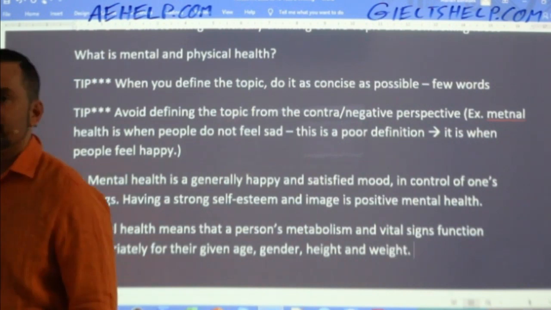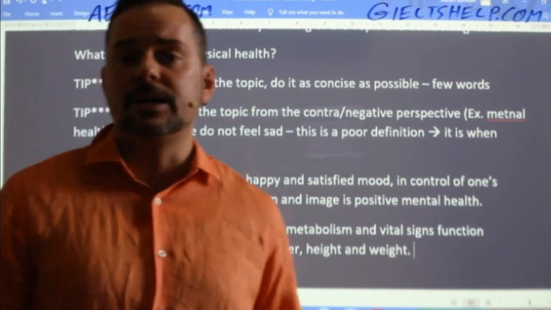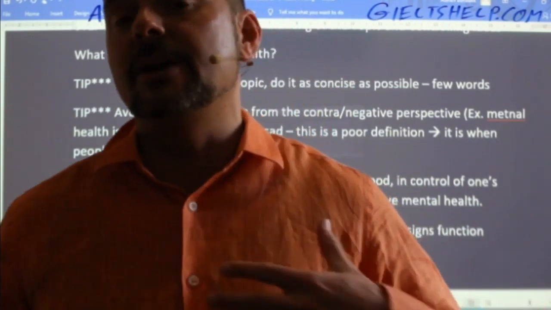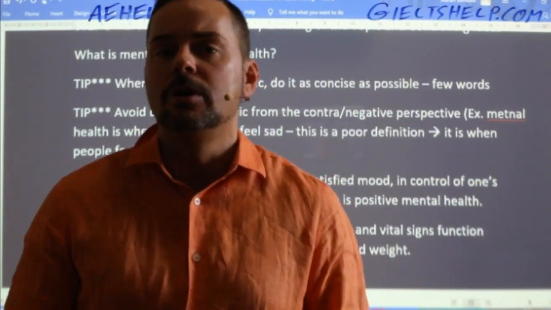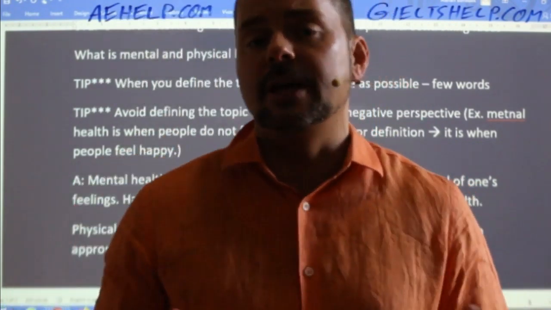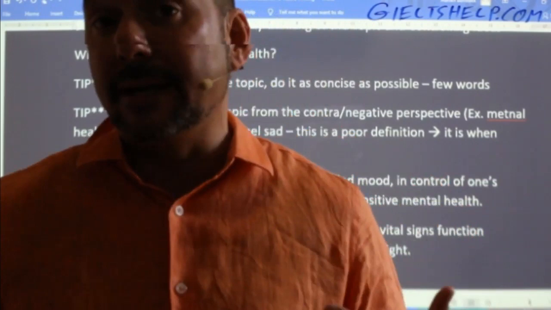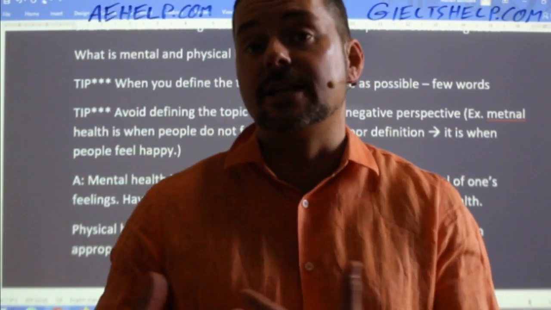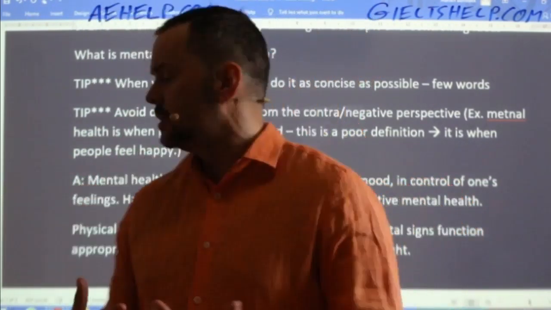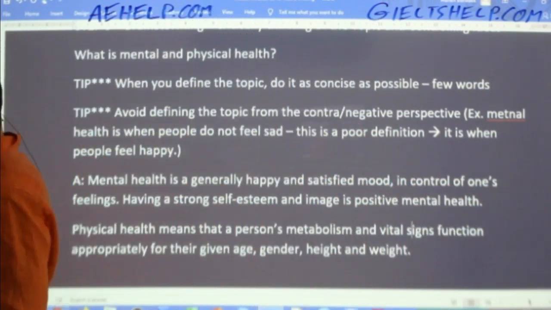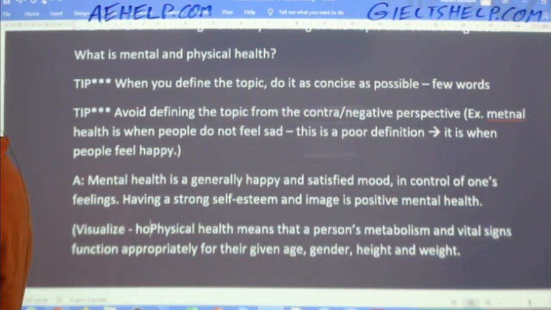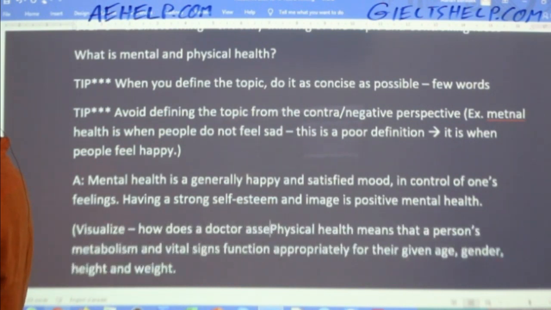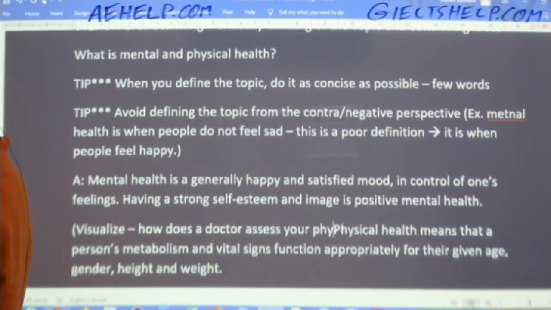Okay, so that's if I'm getting really technical. Physical health means that we have the heart rate, our digestion works, our muscle structure, our weight to height ratio. It's all within the normal or the expected parameters for our age and gender. Students, when I think about physical health, this is where your visualization comes in. So visualize, how does a doctor assess your physical health?